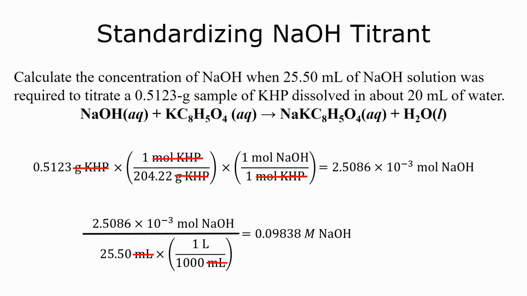So taking the moles of sodium hydroxide that were dispensed based on the mass and moles of KHP divided by the volume of sodium hydroxide converted to liters, we have a concentration of 0.09838 molar sodium hydroxide.